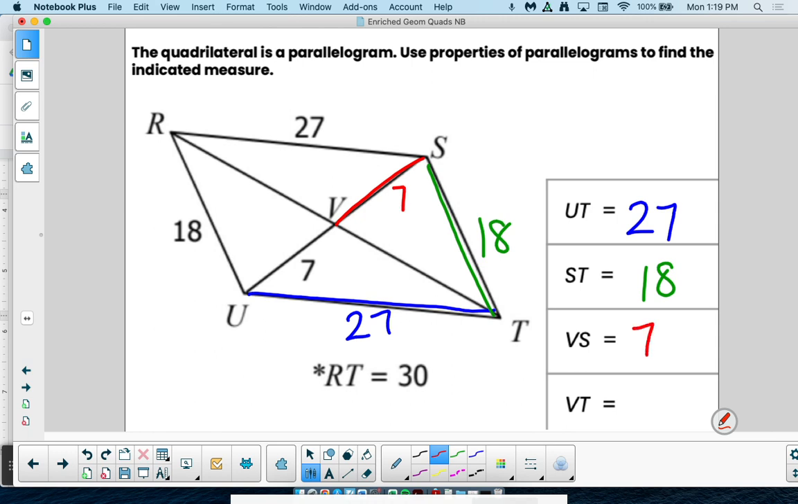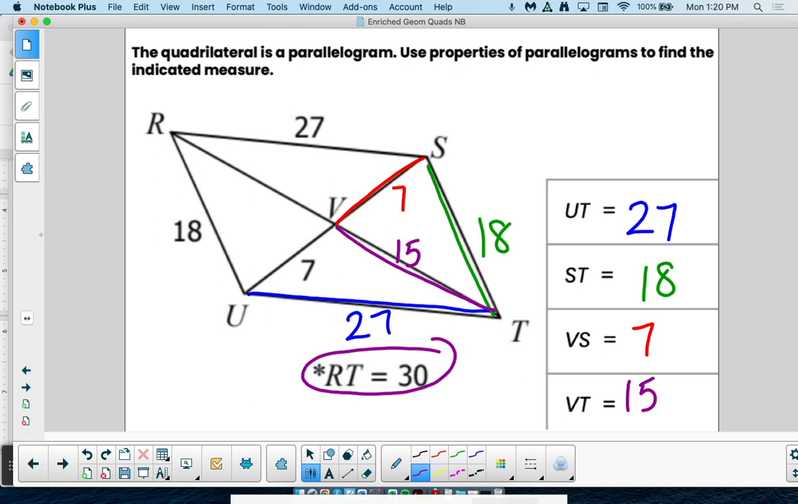And then what about BT? 15. How'd you get 15? Right, do you see that down here? The whole thing was 30, so this would have to be 15. Was that okay? Okay.